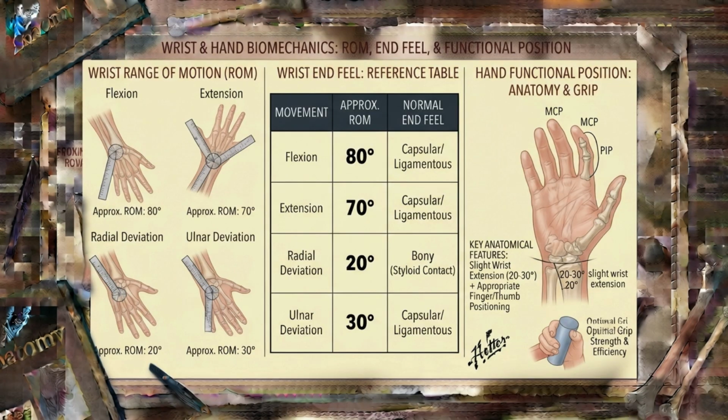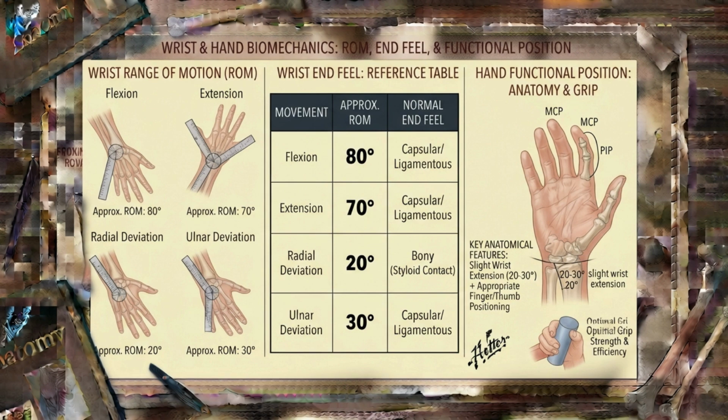Let's revise the major wrist movements. Flexion approximately 80 degrees, extension approximately 70 degrees, radial deviation approximately 20 degrees, and ulnar deviation approximately 30 to 40 degrees. Exact values vary depending on the reference and measurement method. The important point is that wrist flexion and extension have much larger range than radial deviation.